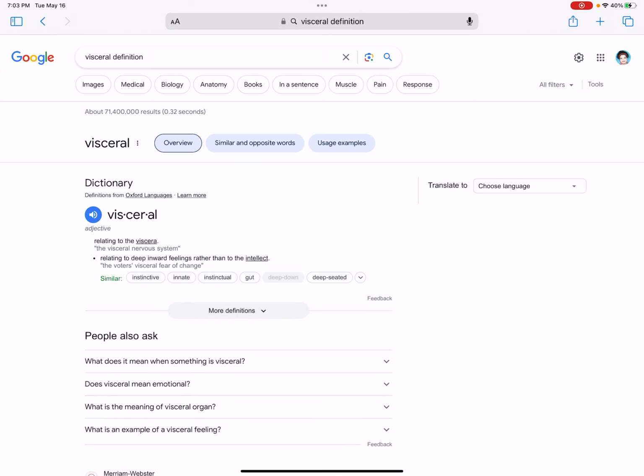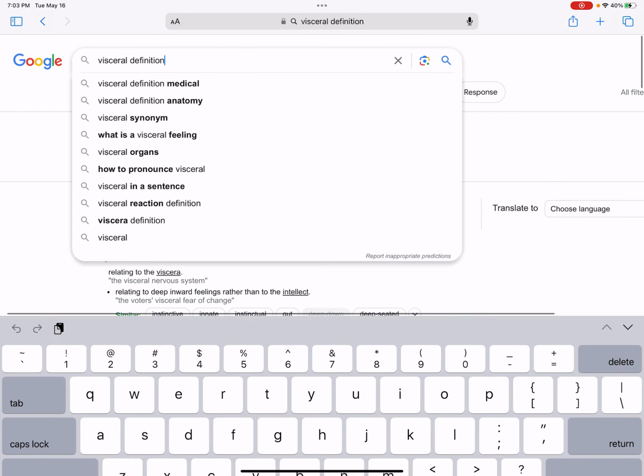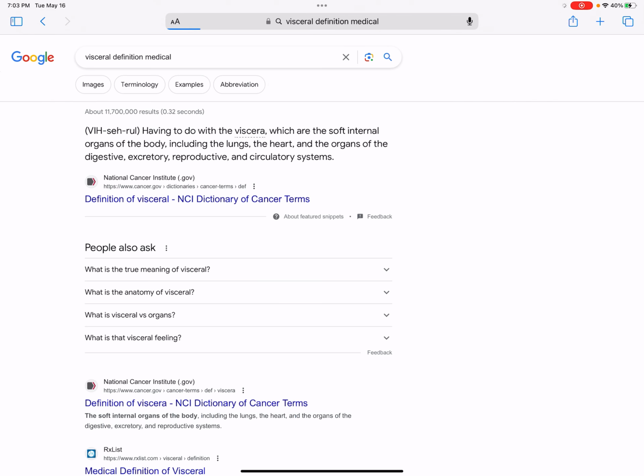Okay, this is what I would have said relating to the viscera, but that's really not helping me. I mean, viscera, I still don't know what the word means by looking at this. It also relates to deep inward feelings rather than to the cognition, the intellect. But I'm looking at this in medical terms. The visceral nervous system. That's not helping me. So let's look at this for the visceral definition medical. Let's isolate it down. Here we go.